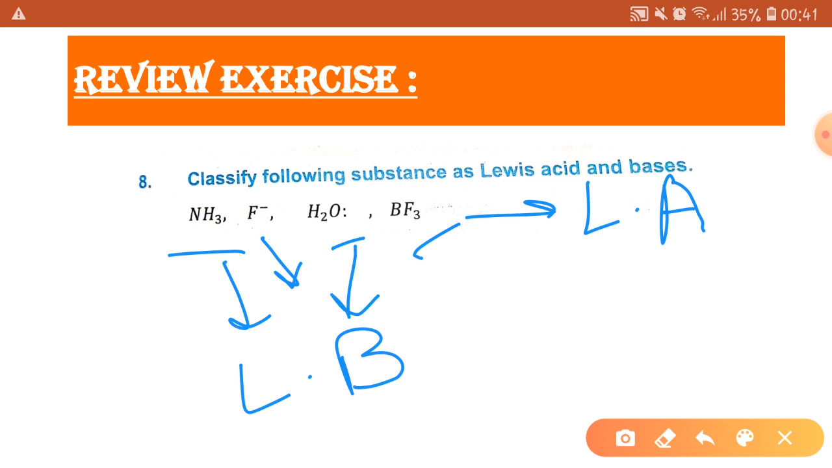So adopt the same procedure that we adopted in our previous lecture: first we draw the electronic structure of each species, and then we see whether that species is an electron deficient molecule or has a complete octet. If it is an electron deficient molecule, just like BF3, then we will say that it is a Lewis acid. However, if it has a complete octet and has more than one lone pair of electrons to donate, then we will consider it a Lewis base, just as in these three examples: ammonia, fluoride and water molecule are acting as a Lewis base.